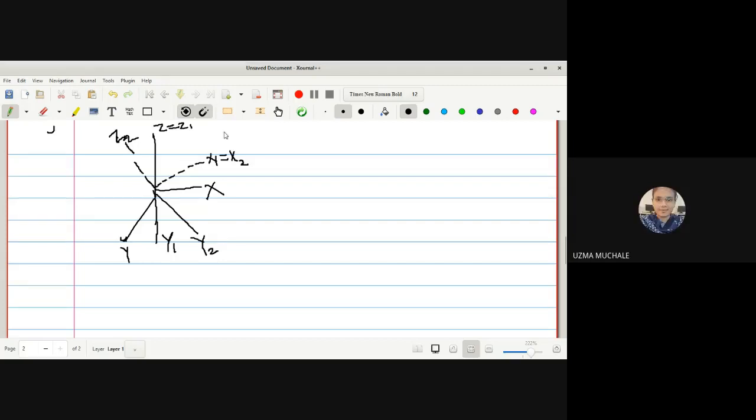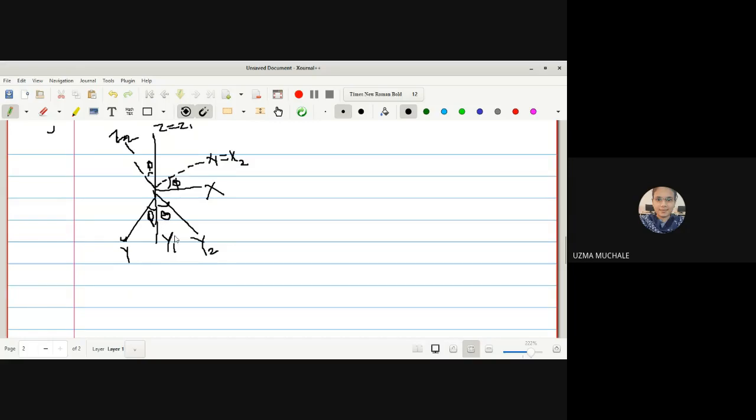Yes, ma'am. x1 is to be fixed. Rotation is now through an angle theta about x1. So if you fix the x1 axis, there will be rotation in z and y. Z1 is changed to z2, y1 is changed to y2. Initial angle was phi, and now the angle is theta, right? And here the angle was phi, now the angle is theta.